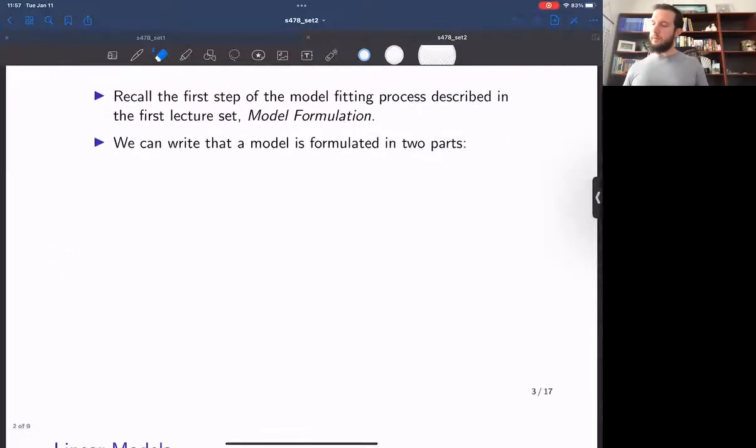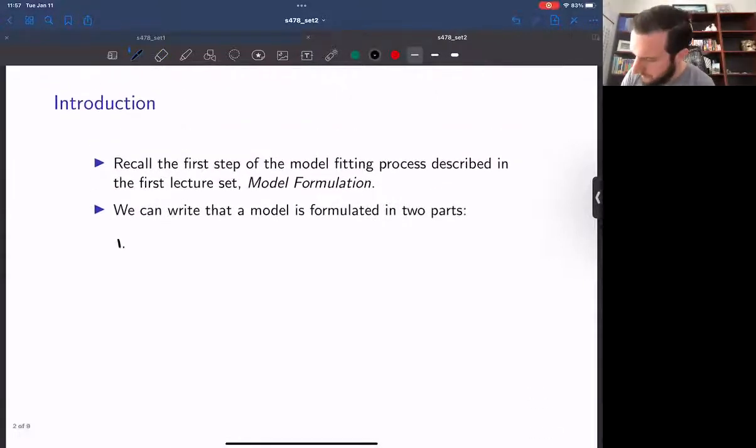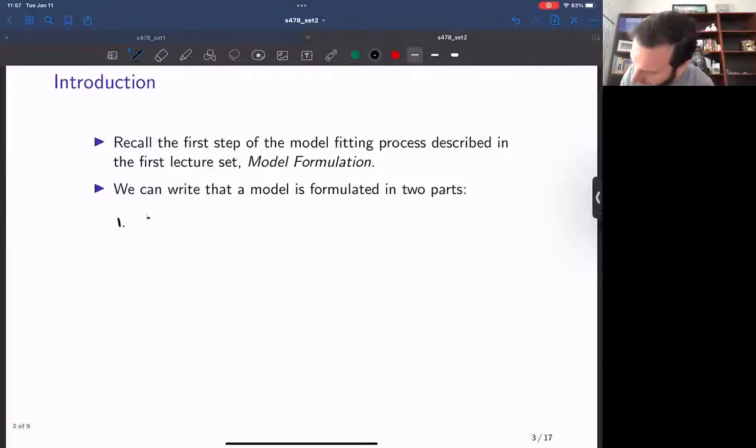Okay, so in lecture set 1, the first step of our model fitting process was the model formulation step or stage. This can be described in 2 steps. Step 1, we basically specify an equation that links the response and the explanatory values.